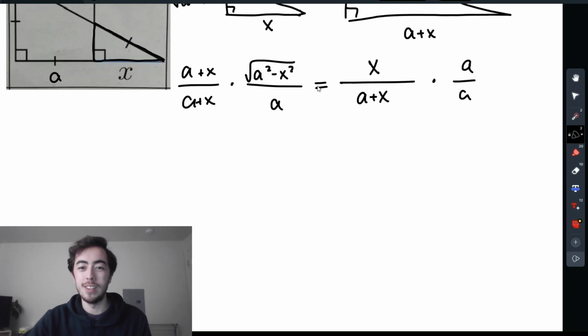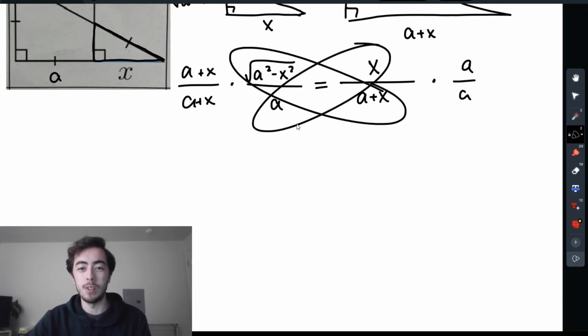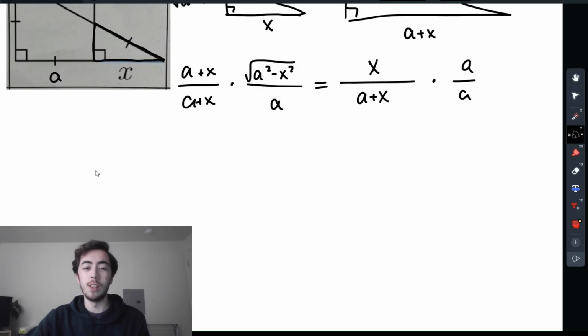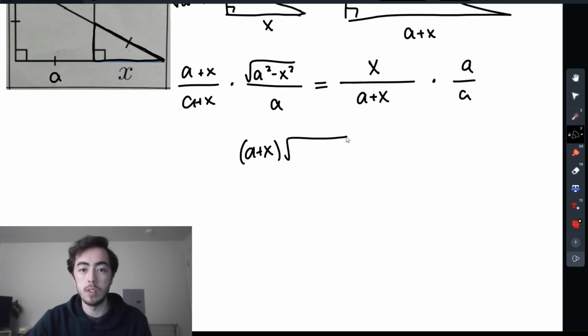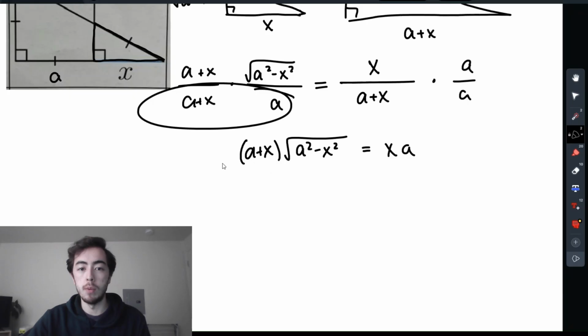So in short, usually you'll just see folks circle it like this, but there's a larger explanation if you really, really want it. We get a plus x times the square root of a squared minus x squared. And then on the right side, we just have x times a. And of course, we could put this denominator on both sides, but I'd rather not because that just seems to clutter up my work.